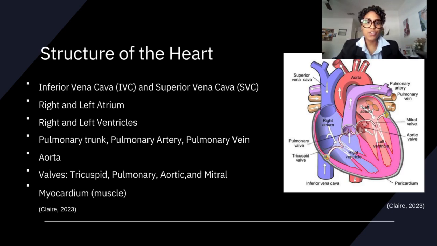Once pulmonary circulation is complete, blood is going to come back through the pulmonary vein to start systemic circulation. So it's going to go through the pulmonary vein into the left atrium, through the mitral valve, down into the left ventricle, and up the aorta to go to the rest of the tissues and the rest of your body.